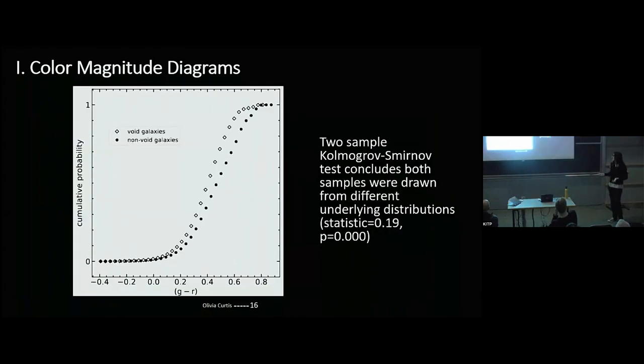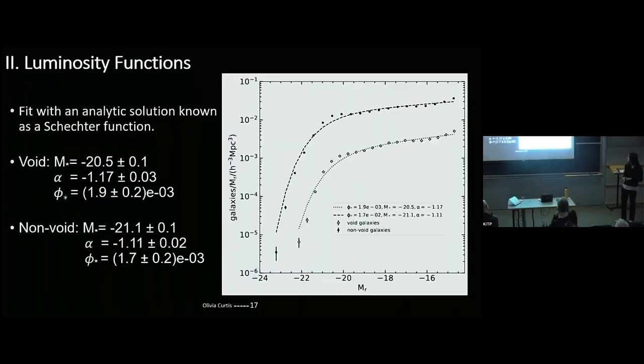This difference in color is more pronounced to me when I look at cumulative probability distribution functions of the G minus R color, where we can see very early that void galaxies across the board appear to be slightly bluer than the non-void galaxies, at least within TNG300.